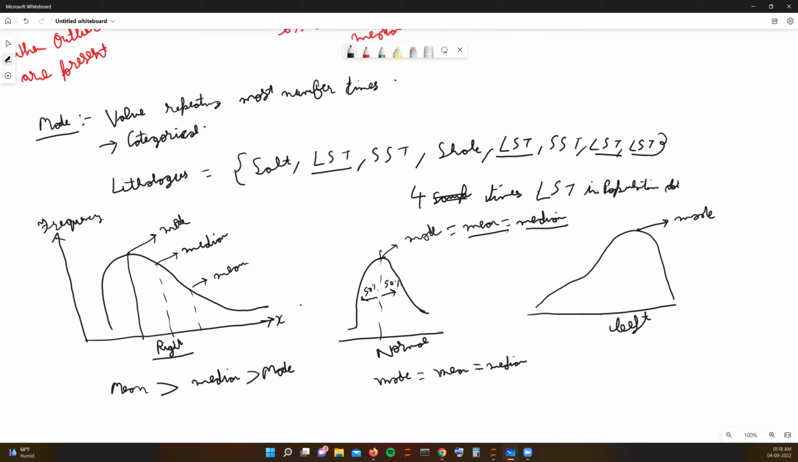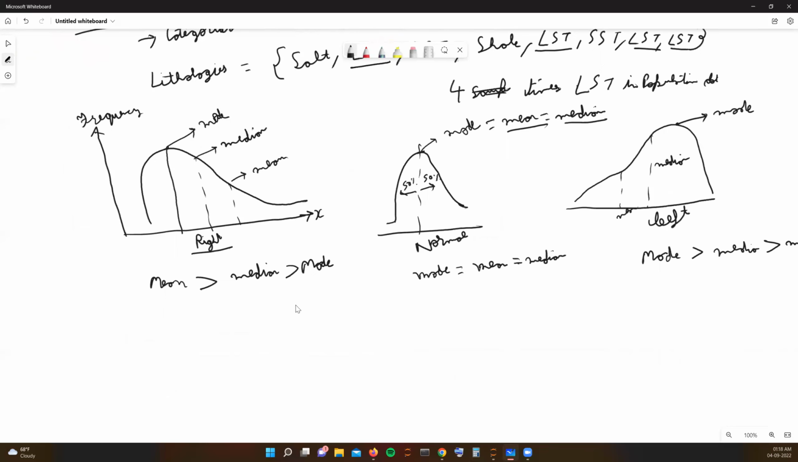And for the left skewed one, your mean will be somewhat here, your median will be somewhat here, and this will be your mode. So again, you can say that mode is greater than median, greater than mean. So in this way, depending on your distribution type, mean, median, mode values generally change.